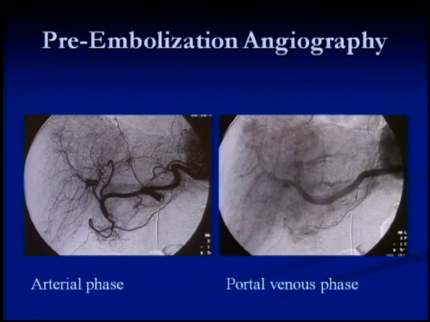And as I mentioned, the reason we can do this is because of the portal vein, which supplies the normal liver. So we want to make sure the portal vein is open. Sometimes a tumor can press on the portal vein or invade the portal vein and block it. If the portal vein is blocked, then we cannot do this procedure, because if we take away the only source of blood supply to the liver, then we can cause liver failure. So we study the portal vein to make sure it is open.